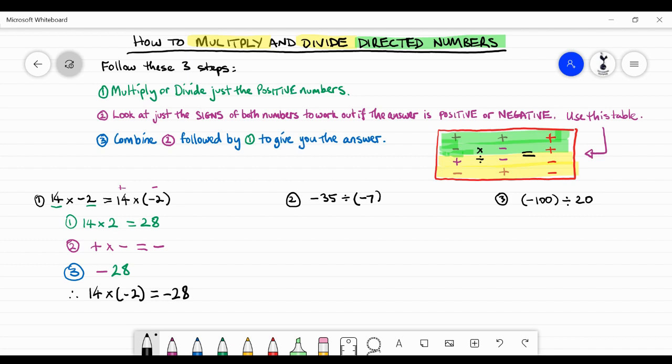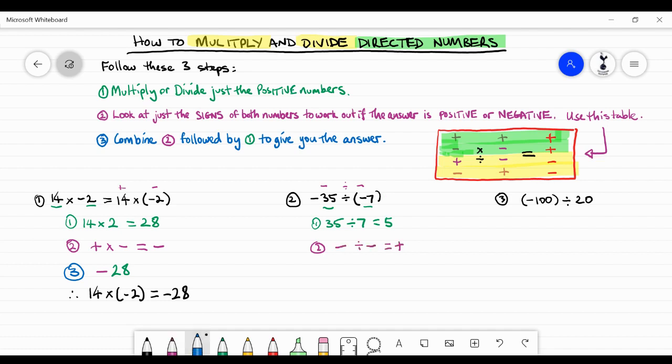Okay, next example, minus 35 divided by minus 7. So step 1, we just look at the positive numbers. Step 1, 35 divided by, did I say times? I meant divided by. 35 divided by 7 equals 5. Step 2, I'll do this a bit more quickly. We've got a negative divided by a negative. That's this row here. So negative divided by a negative is a positive.